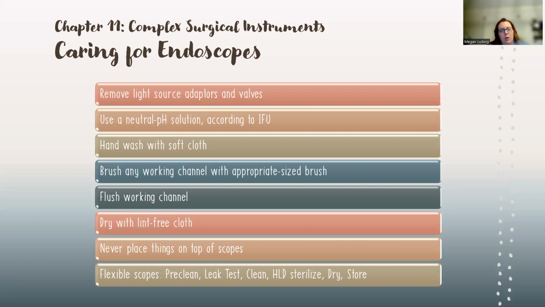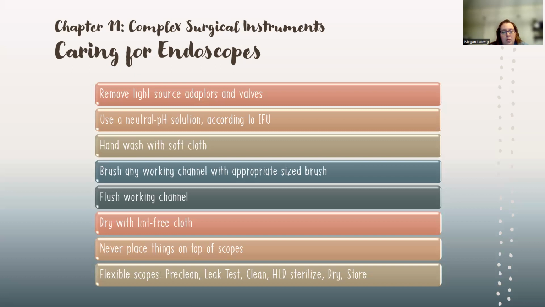You may not have a working channel on a regular laparoscope. They could. There's a couple that do, but more often than not, those are just an actual straight scope. You're going to dry it with a lint-free cloth. Lint-free is important. That way it doesn't accidentally get left on the instrument through the sterilization process. We don't want lint inside the body.